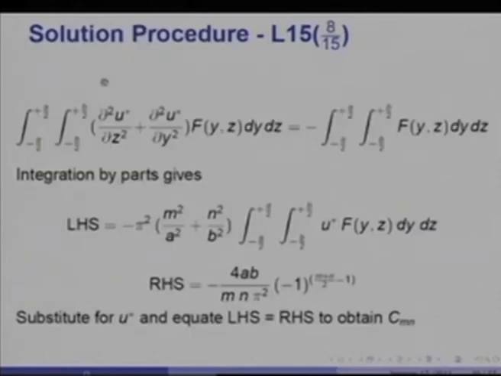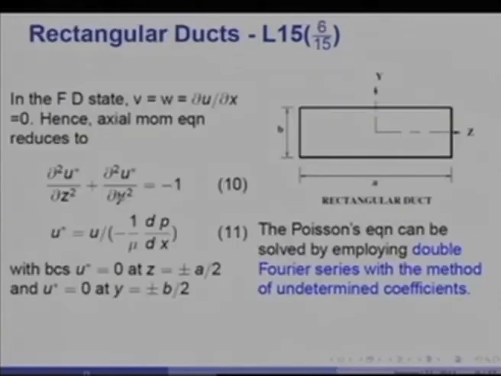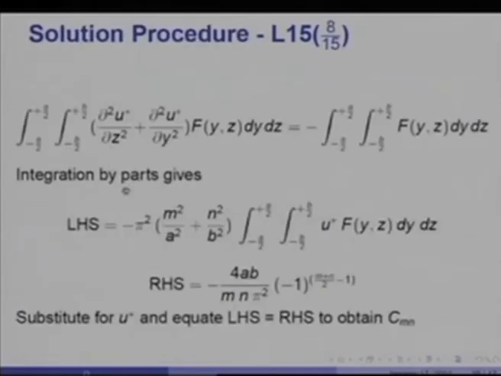So, the solution procedure is like that. The given Poisson equation is multiplied by f(y,z) on both sides and integrated over the limits on z and y. So, we have integrated it from minus a by 2 to plus a by 2, and minus b by 2 to plus b by 2, of d2u by dz square plus d2u by dy square, times f(y,z) dy dz, equal to the right hand side, which is minus 1 into f(y,z) dy dz.